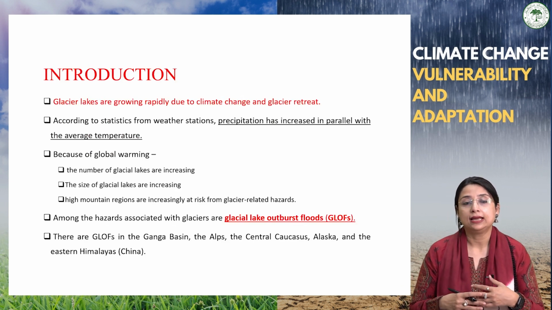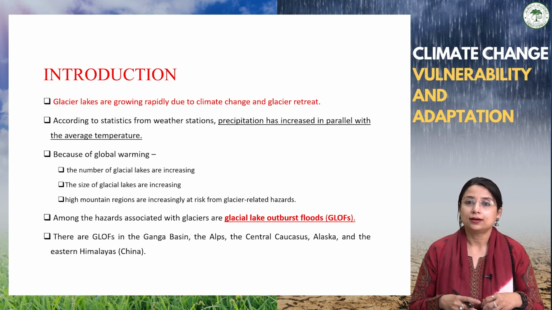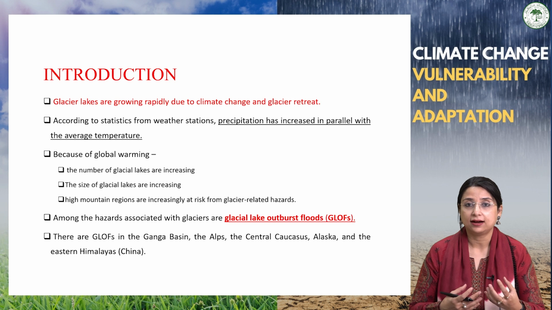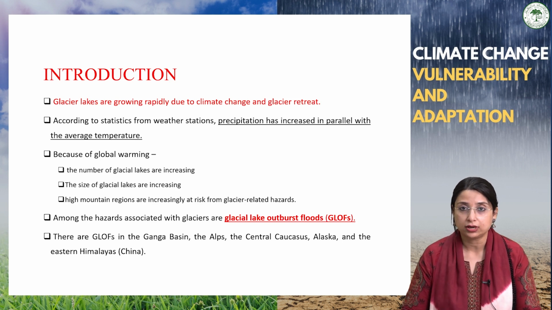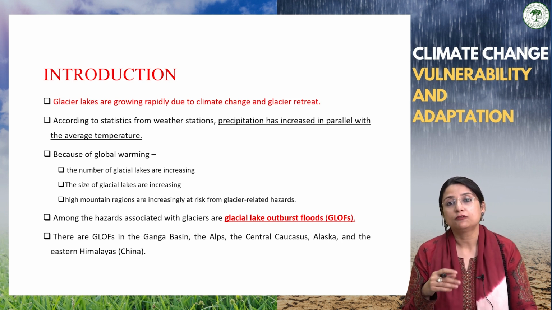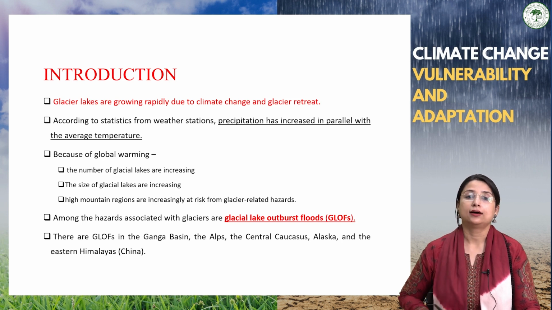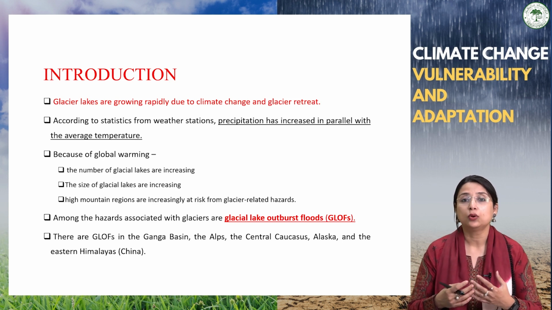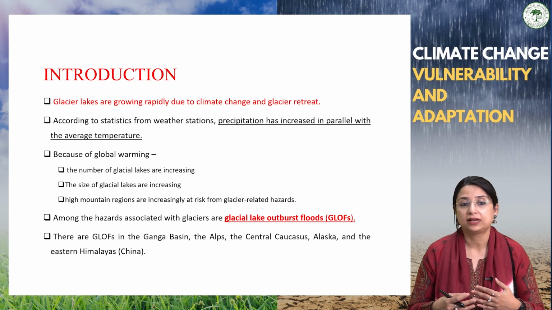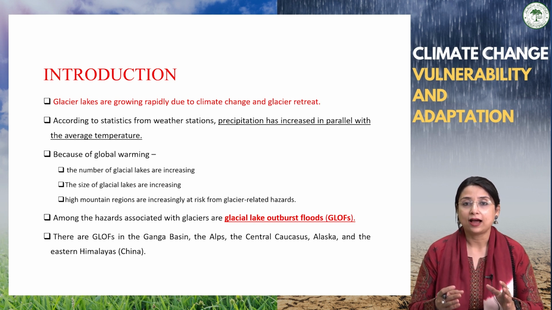When we say glacial lake outburst, first we should see some of the related facts and data, which highlight that glacial lakes are growing rapidly, not only in numbers but even in size. The reason for this is climate change and glacial retreat. If we see the statistics from different weather stations or from the data received from different organizations, we see that the temperature rise because of global warming and the changing pattern in precipitation have both contributed in parallel to the rise in the number and size of glaciers.